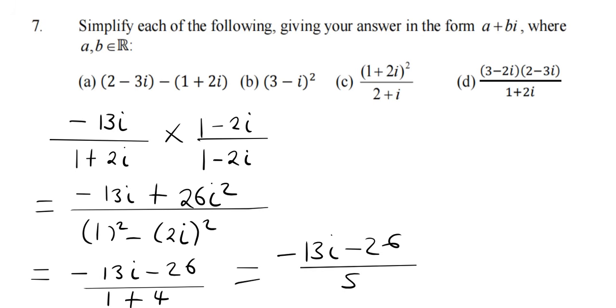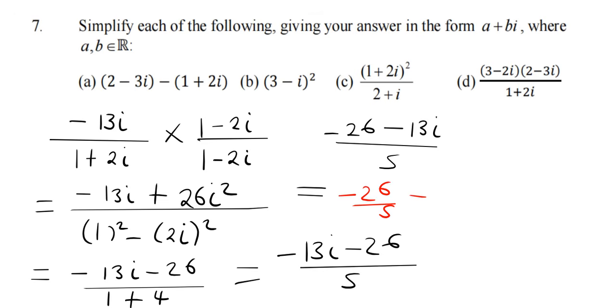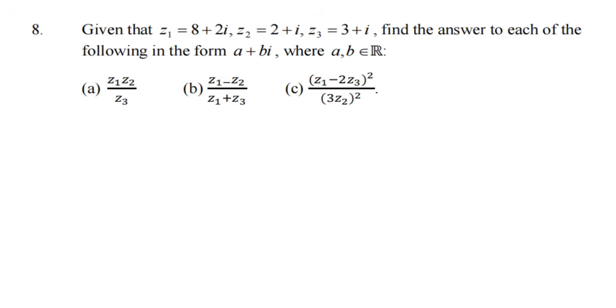I can now just rearrange what we have. I'm going to have negative 26 and negative 13i over 5. Now our final answer, you know that you have to have the real part and the imaginary part. So we're going to have negative 26 over 5 minus 13 over 5 i. Okay, so that is our final answer. So this is how we solve these questions on complex numbers.